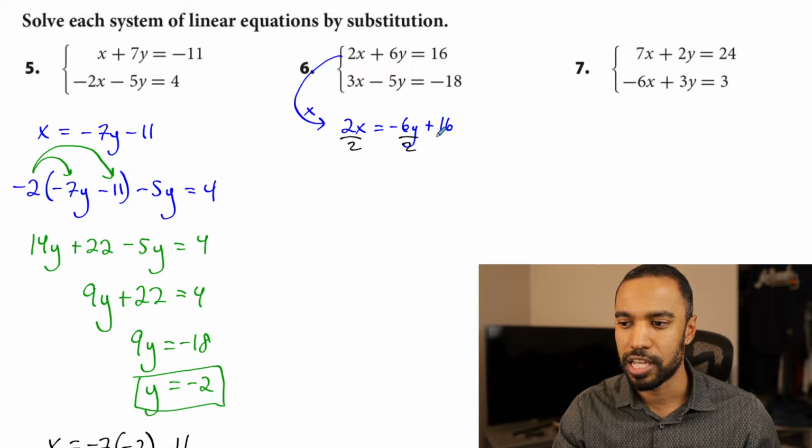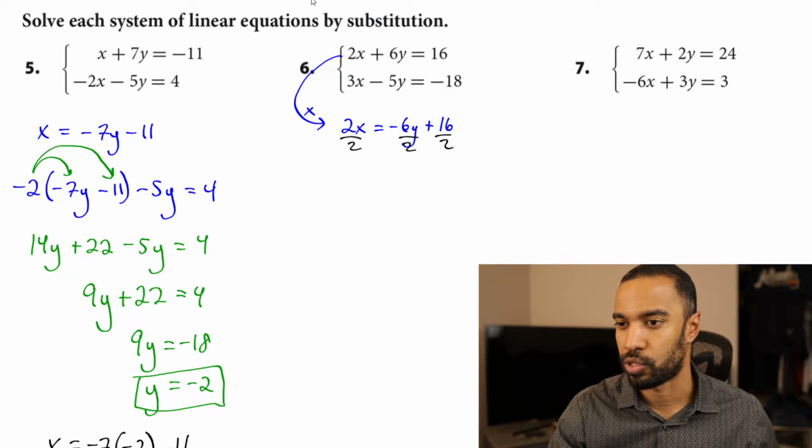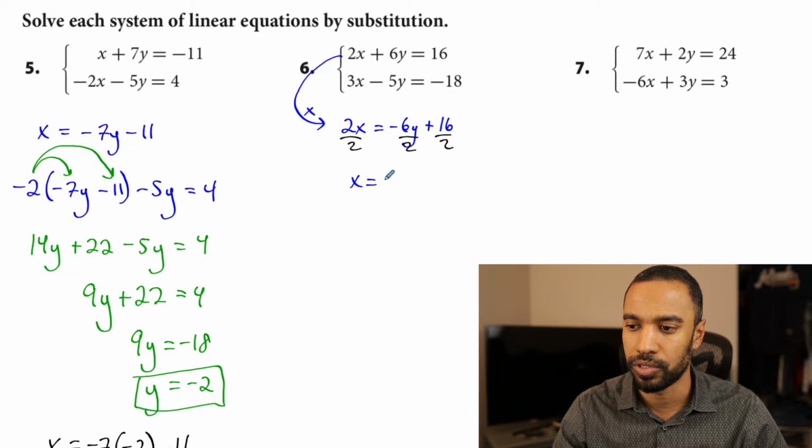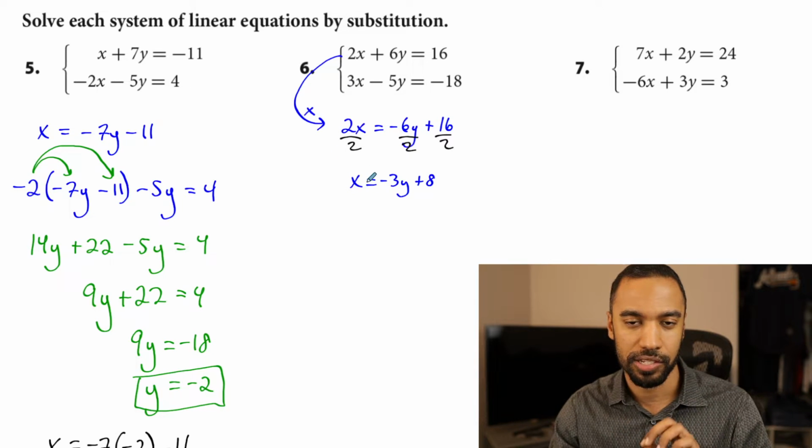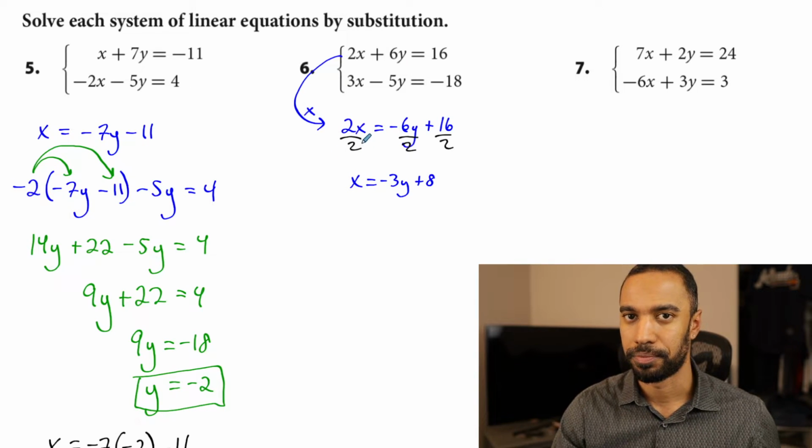You divide both sides by 2, but that means divide every term by 2. You don't choose on this side. Everything divides by 2. So I get x equals negative 3y plus 8. So I got x by itself right here in the top equation.